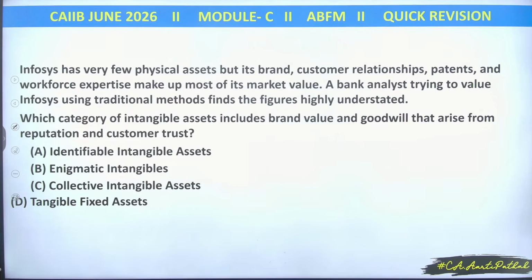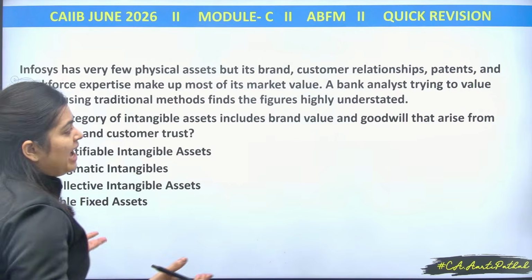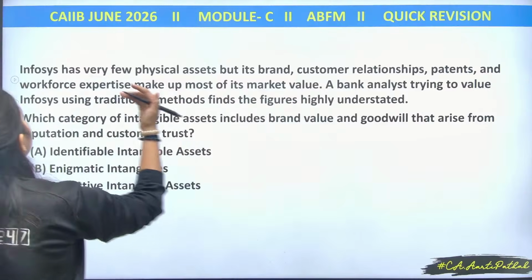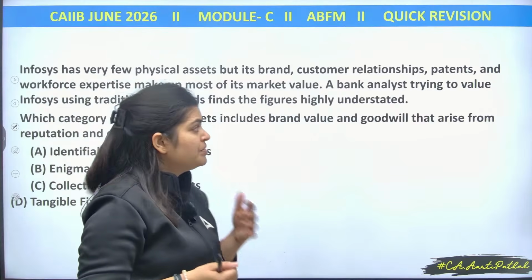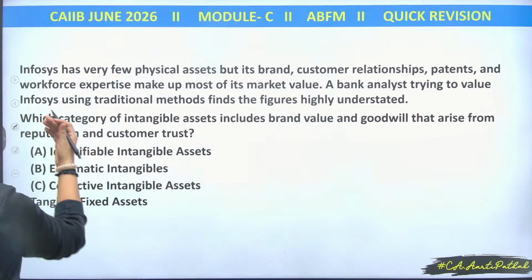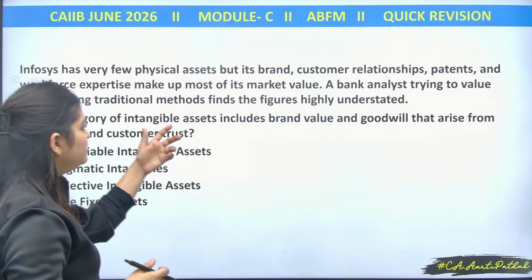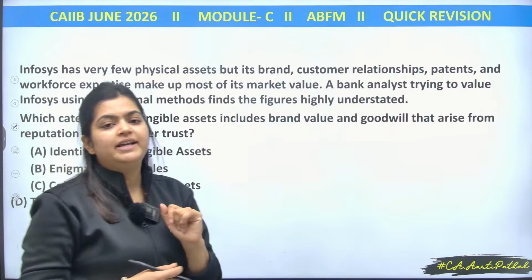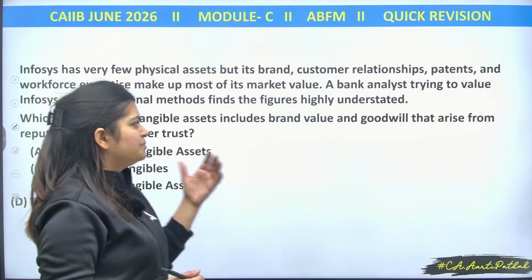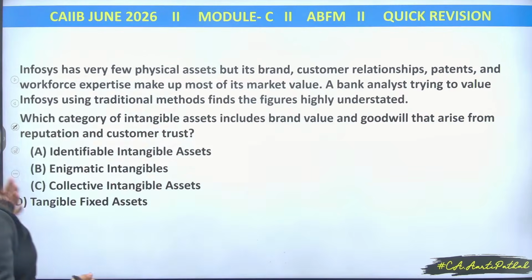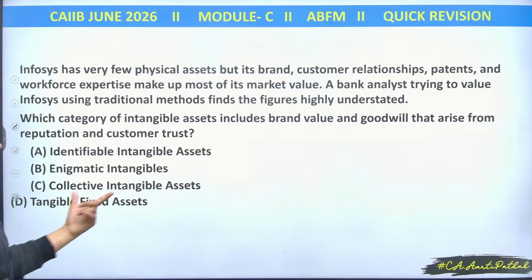Now, Infosys has very few physical assets, but its brand, customer relationships, patents, workforce expertise make up most of its market value. Now, bank analysts trying to value Infosys using traditional methods find the figures highly understated. Which category of intangible assets includes brand value and goodwill that arise from reputation and customers' trust? A. Identifiable intangible assets. B. Enigmatic intangibles. C. Collective intangible assets. Or D. Tangible fixed assets.